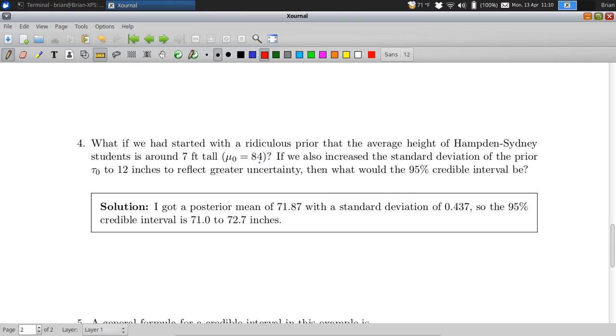my prior would have been a bell curve centered at 84 inches with some standard deviation, and maybe to be fair here, if I think that Hampton-Sydney students are 7 feet tall, maybe I'm pretty clueless, so I'd have to go with a pretty big uncertainty level, so a large standard deviation of tau equal to 12. If I pick those two numbers and then use my data to update the prior, and again you have to go back to those formulas from the theorem, when you do that this time, you get a posterior mean of 71.87 with a standard deviation of 0.437.